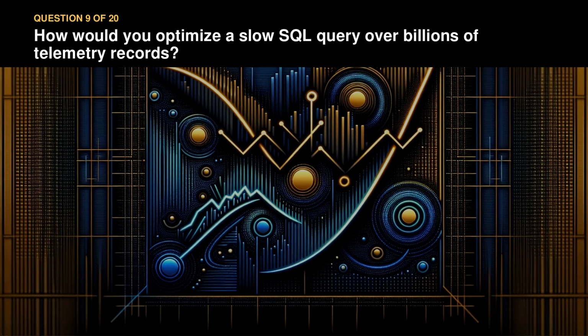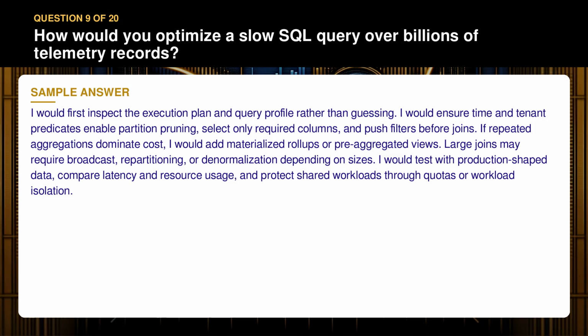Question 9. How would you optimize a slow SQL query over billions of telemetry records? I would first inspect the execution plan and query profile rather than guessing. I would ensure time and tenant predicates enable partition pruning, select only required columns, and push filters before joins.